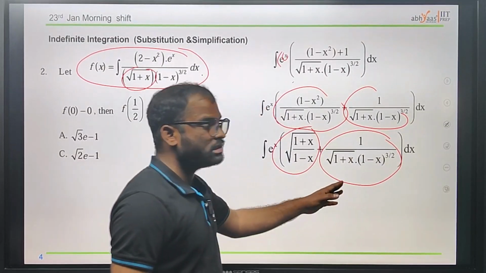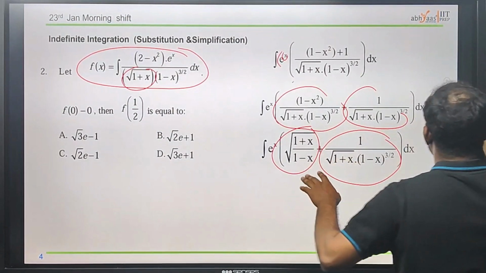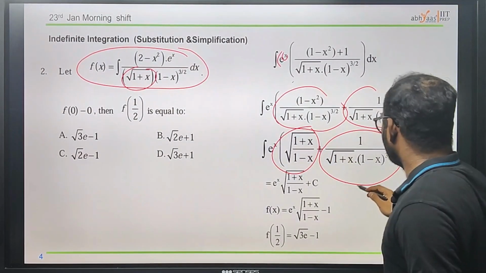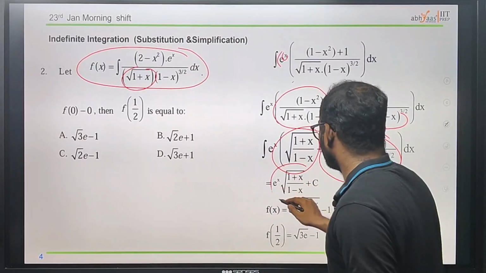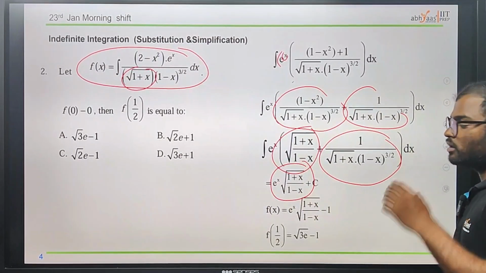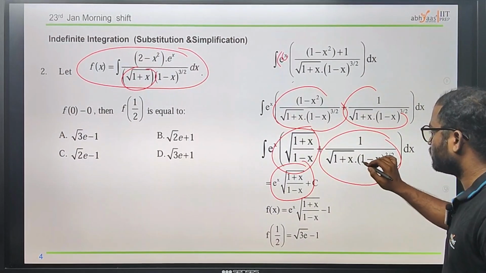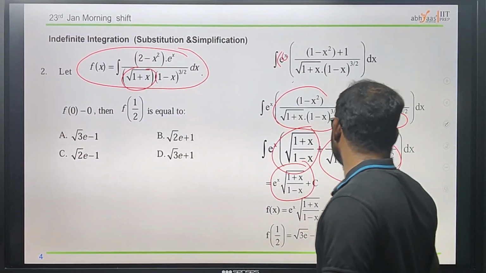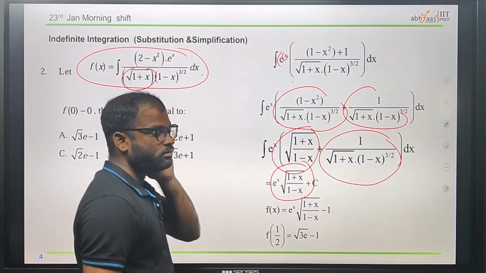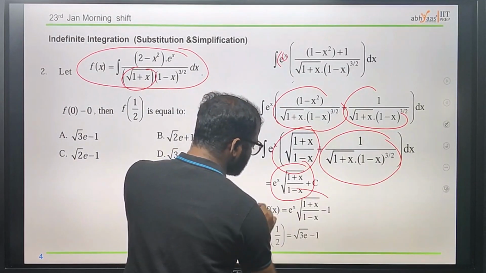Okay, we can easily solve this one by using the formulas. Now after that we will just move to this one, which is e power x under root of (1 plus x) by (1 minus x) plus c. Some simplifications lead to this. I hope you understood what I am saying.